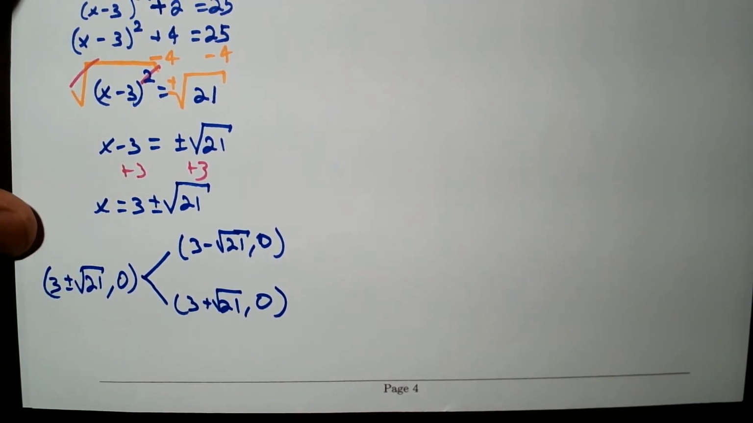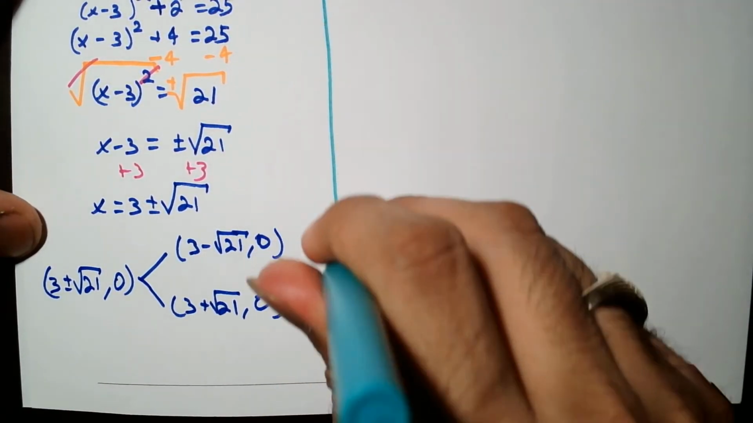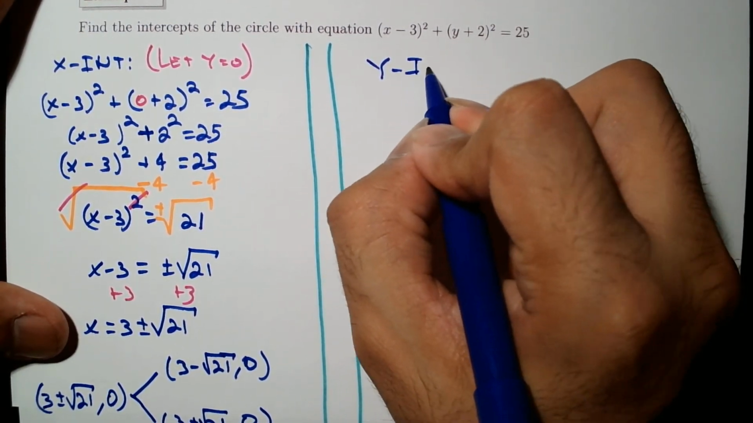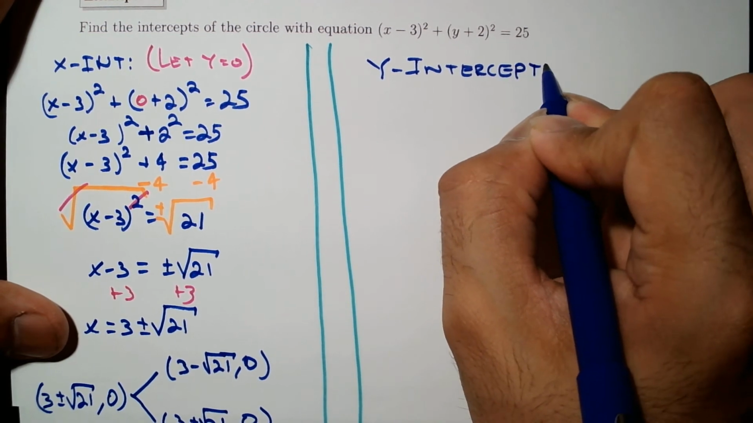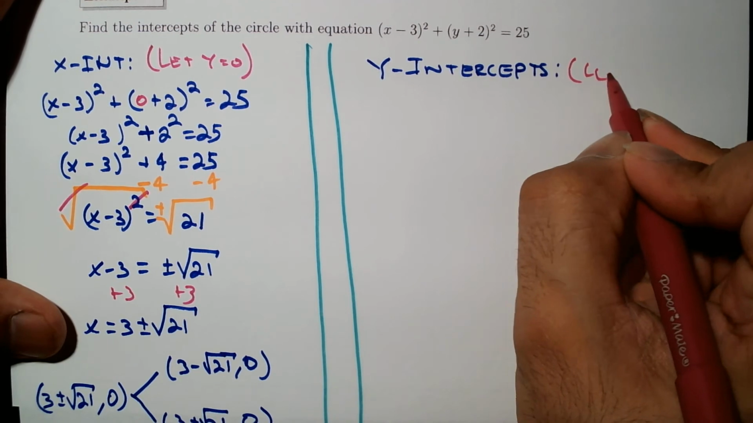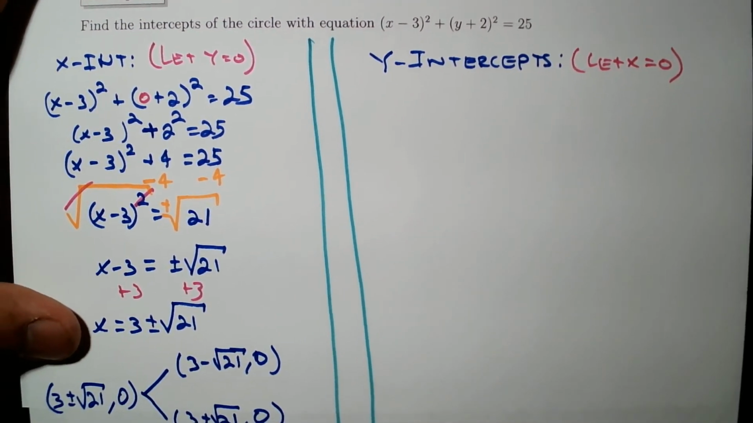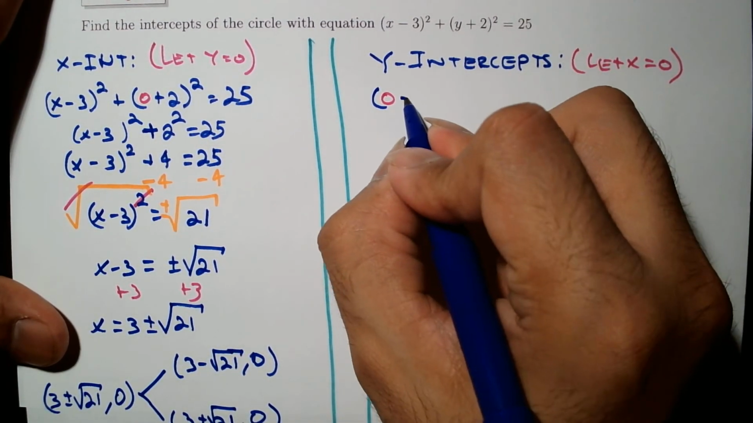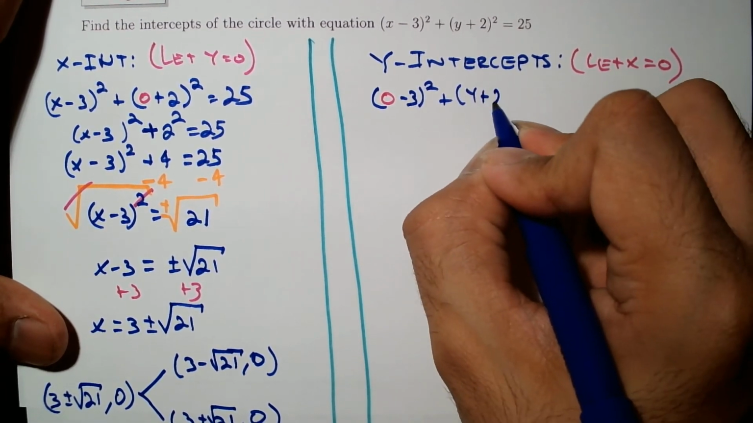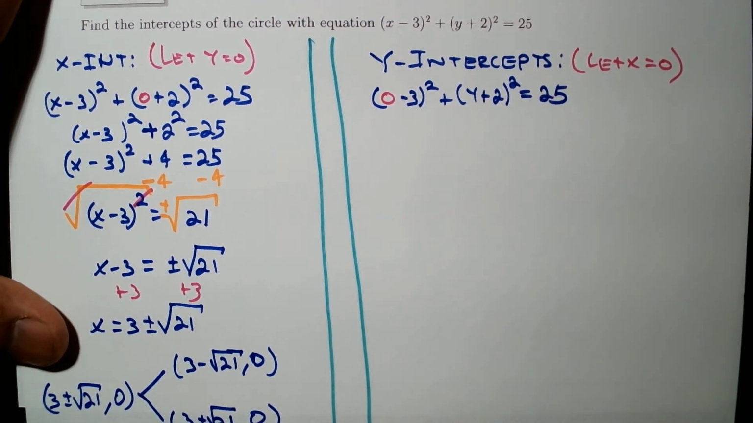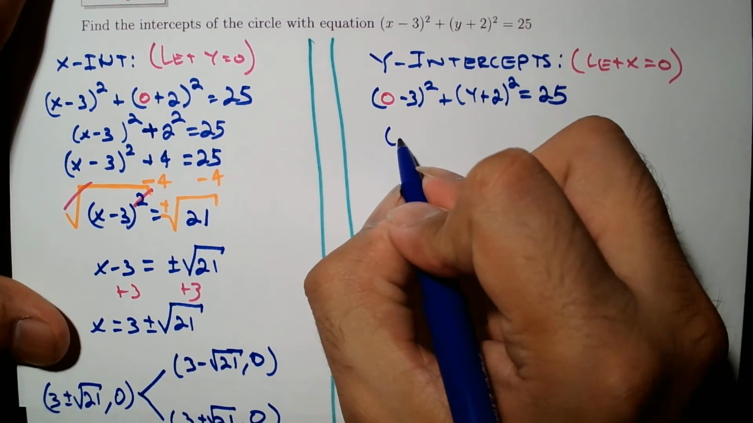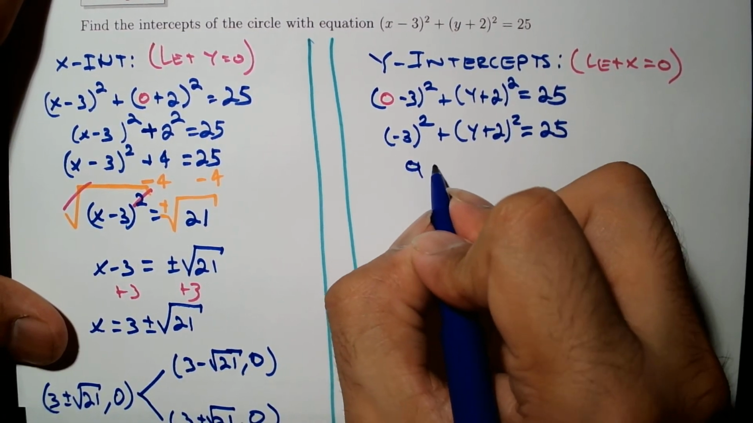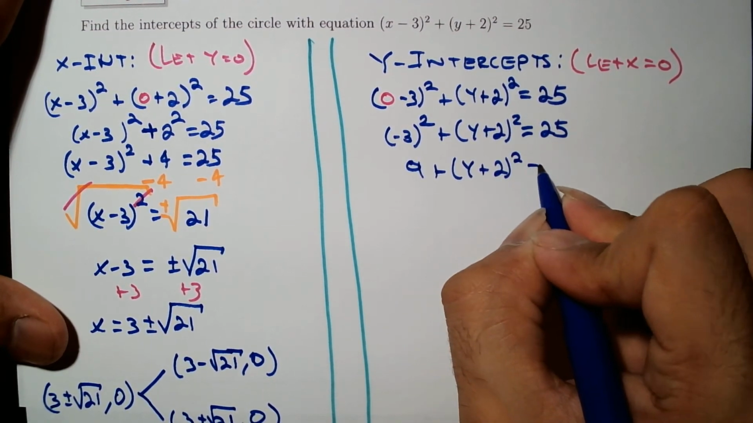Let's do the same here for the y-intercepts. For the y-intercept, we let x equal 0 and solve the equation for y. So in this case, 0 minus 3 squared plus y plus 2 squared equals 25. This is going to give us 0 minus 3, which is going to be negative 3 squared, plus y plus 2 squared equals 25. So this will be 9 plus y plus 2 squared equals 25.